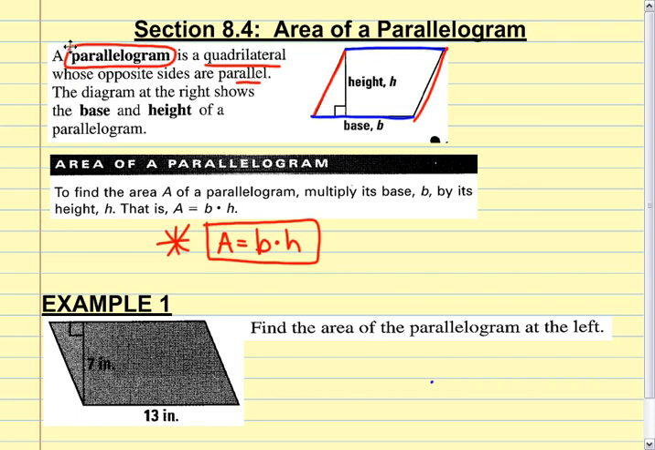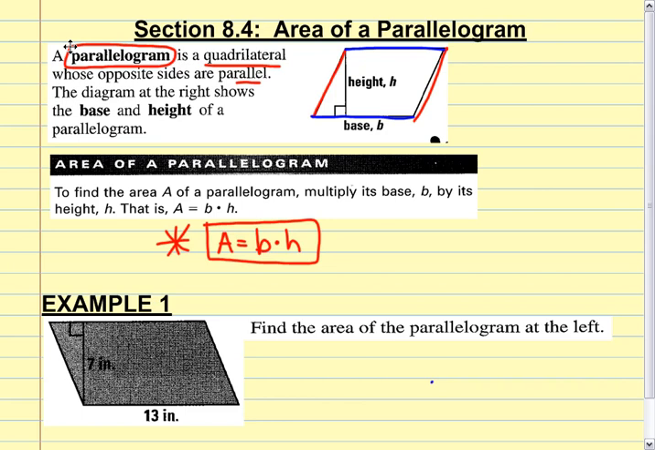Now let me ask you this. You may remember this, you may not. Do you remember the name of a figure that has only one pair of parallel sides? You've seen them before, you've heard the word before, but you may not remember it. It's called a trapezoid. A trapezoid has one pair of parallel lines.